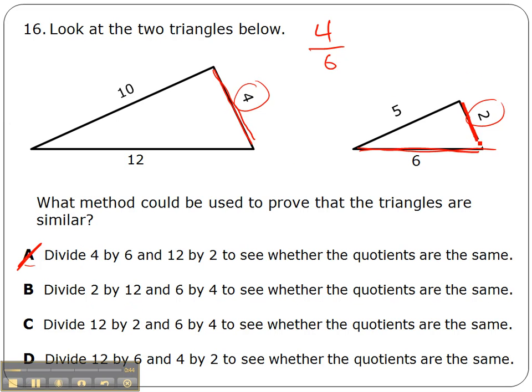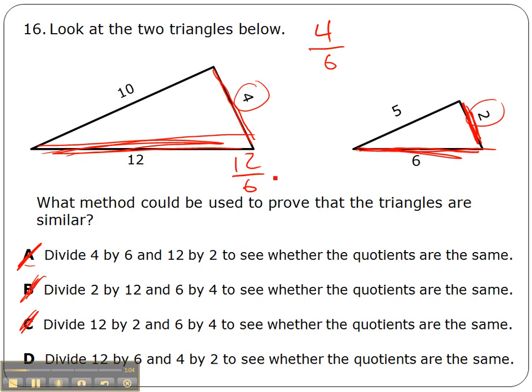Again, they're comparing the wrong sides. Those are not corresponding sides. C, divide 12 by 2. Again, they're comparing the wrong sides. They're just going the opposite way from big triangle to small triangle. Divide 12 by 6, comparing this side to this side.